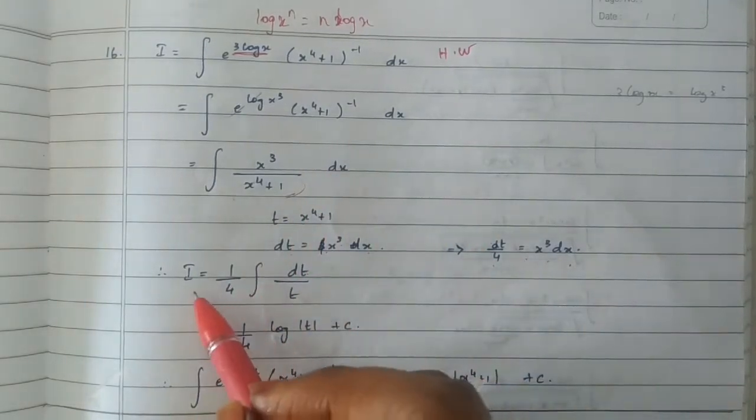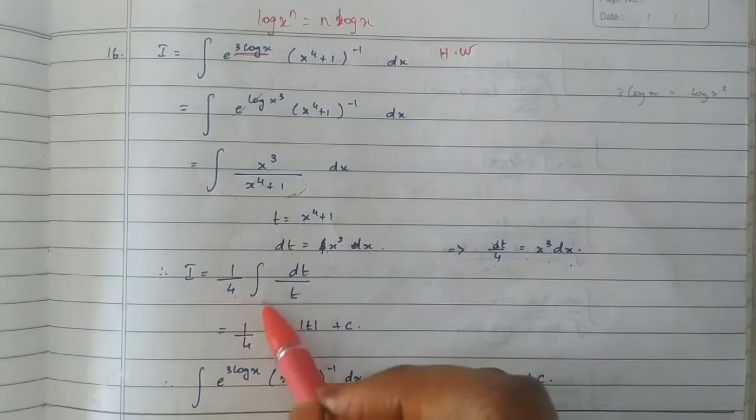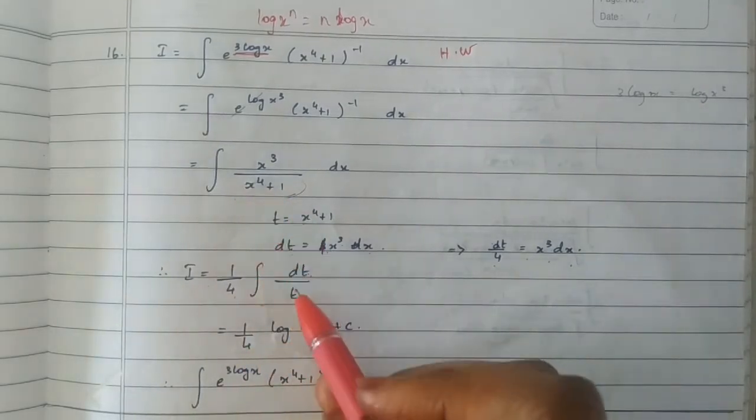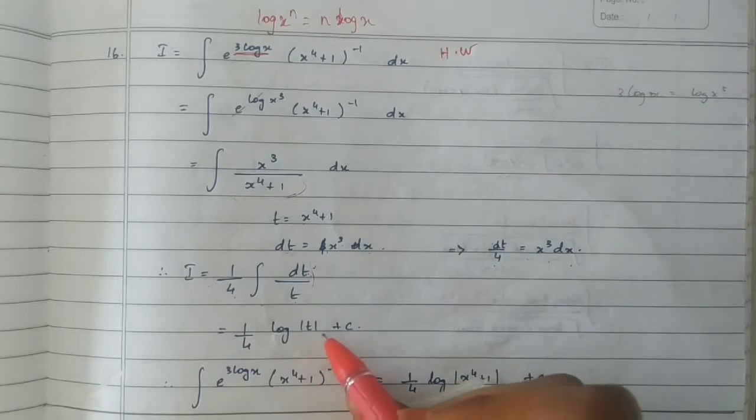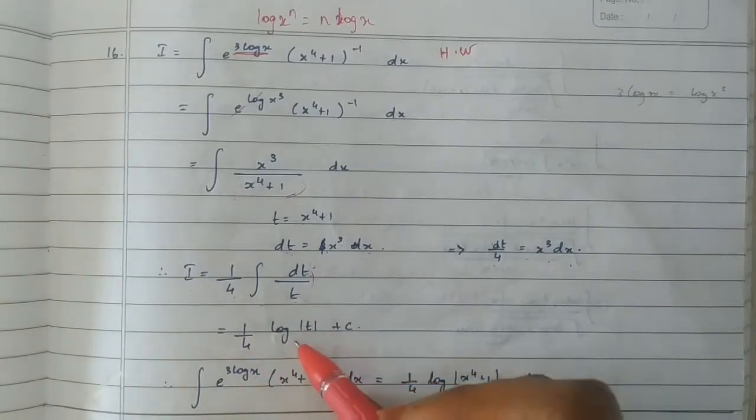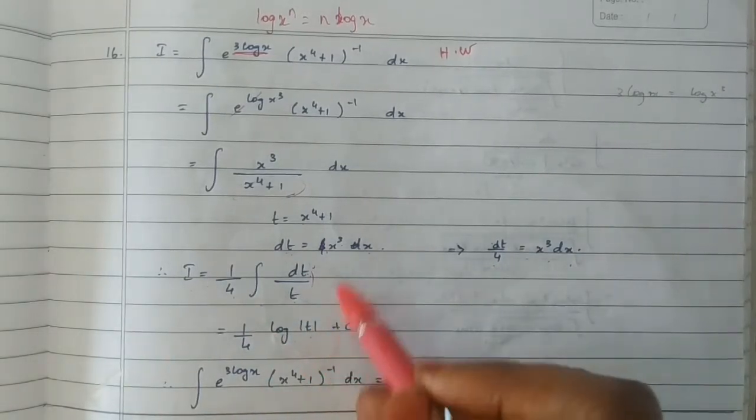Take 1 by 4 outside. Therefore integral equals 1 by 4 integral of dt by t, since x power 4 plus 1 is nothing but t. So dt divided by t can be written as log of modulus t. Therefore 1 by 4 into log of modulus t plus c. Substitute the value of t.